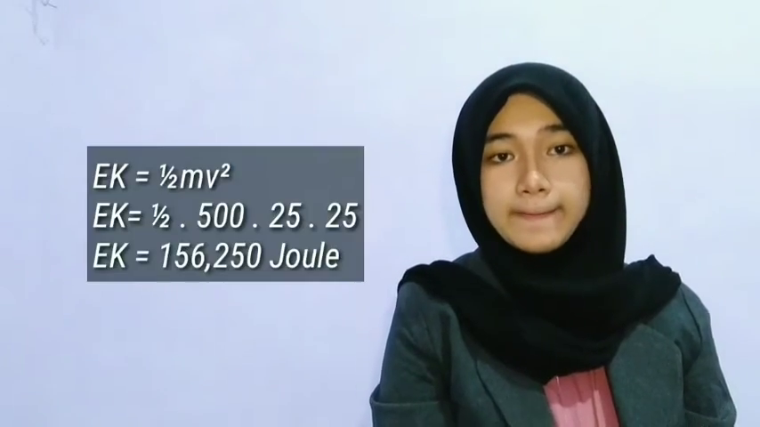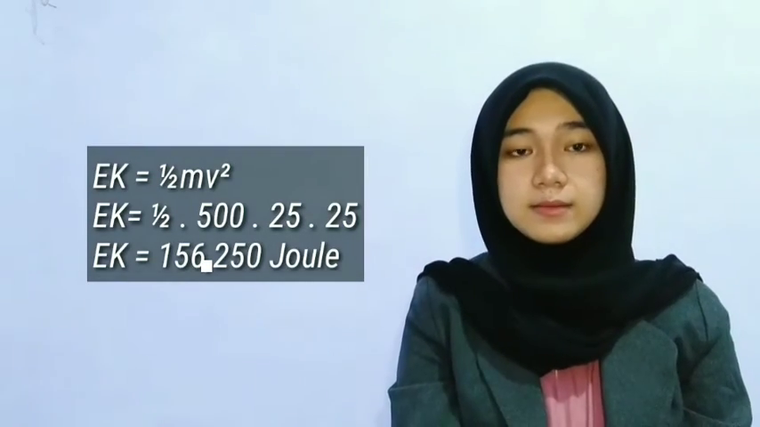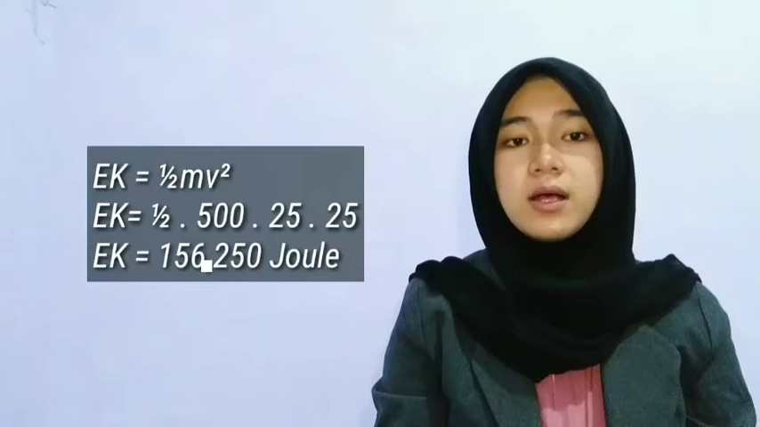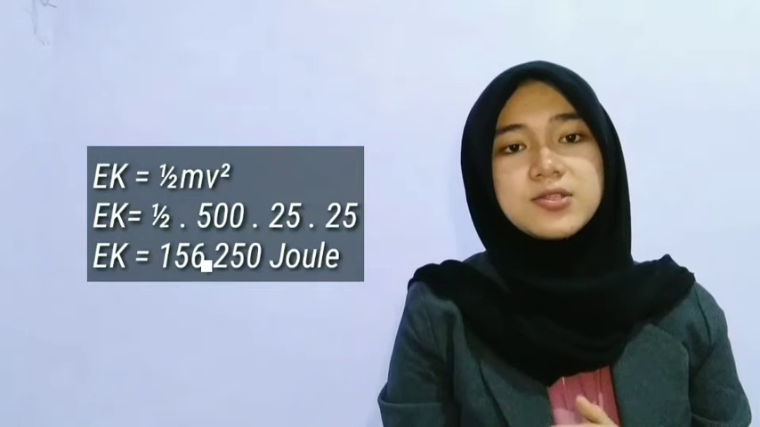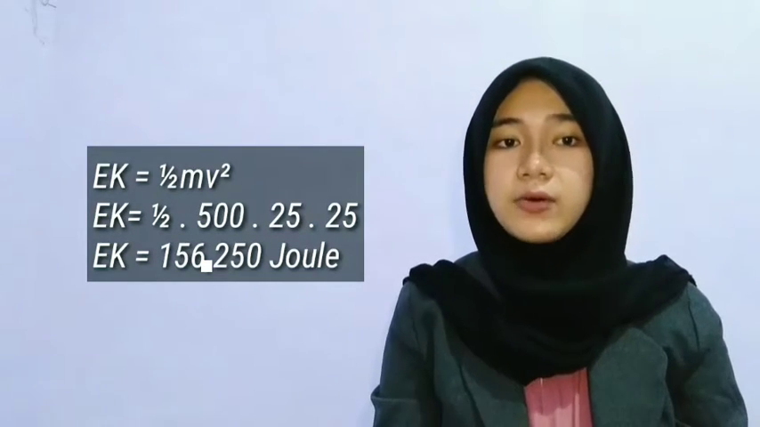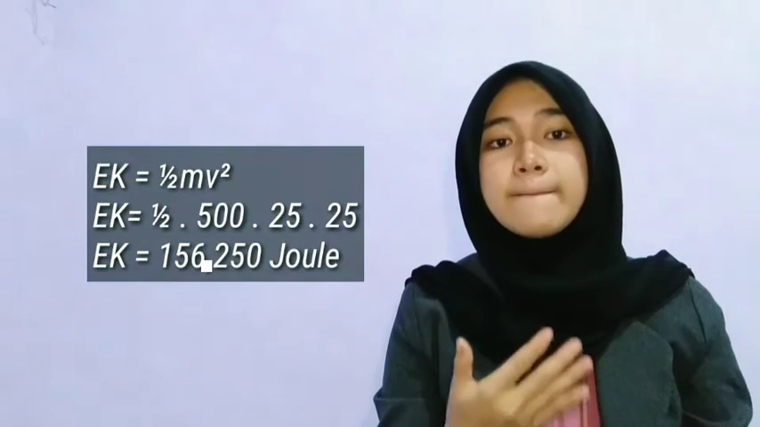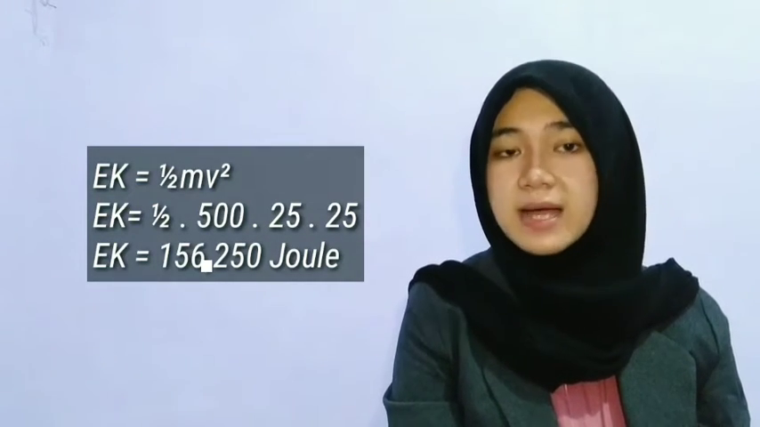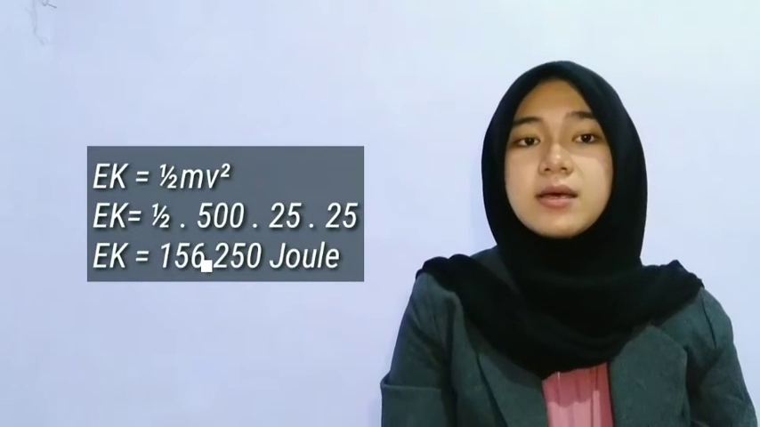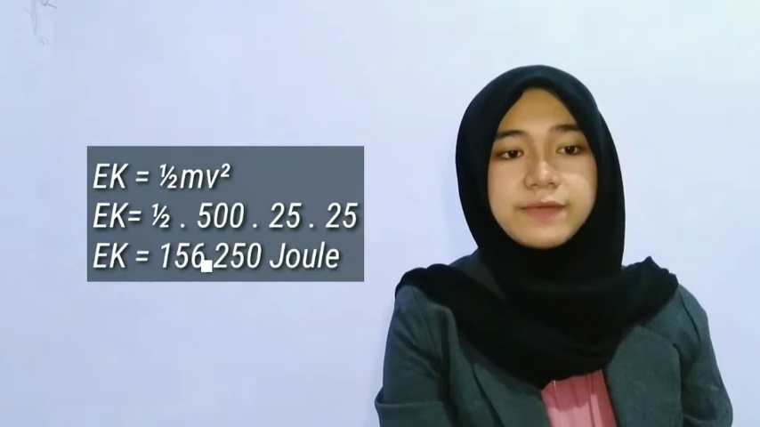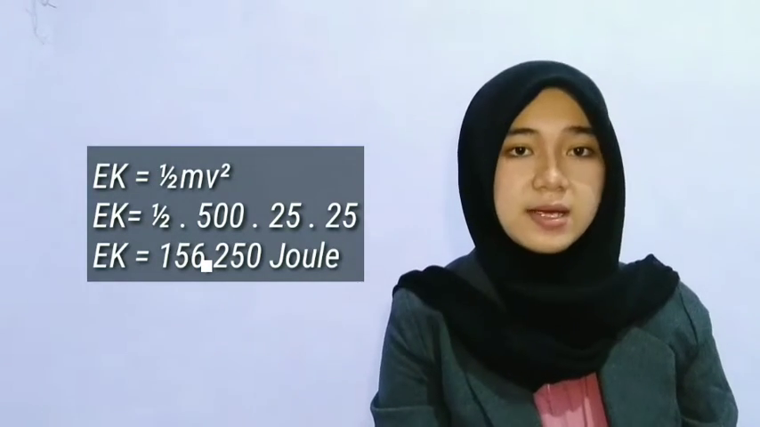Answer: the kinetic energy of a sedan car can be calculated as follows. KE equals 1/2 times mass times velocity squared. KE equals 1/2 times 500 times 25 times 25. KE equals 156,250 joules.